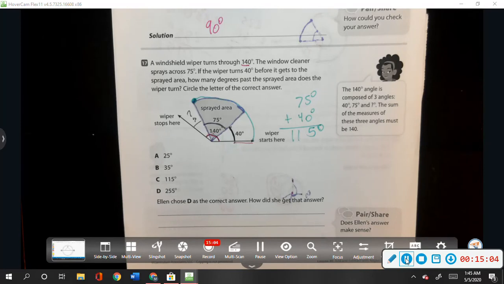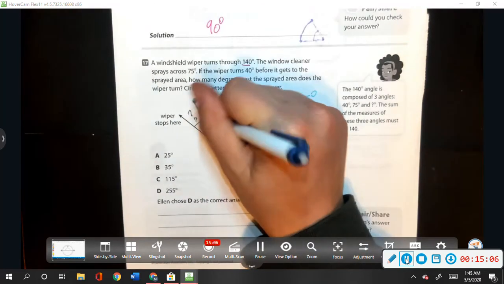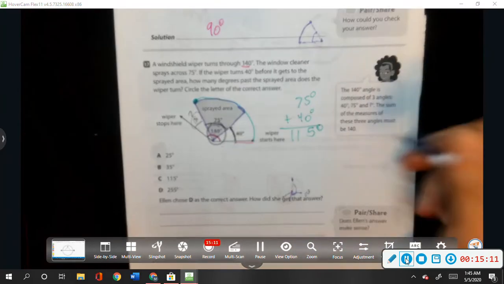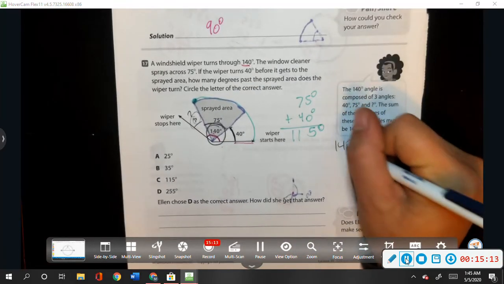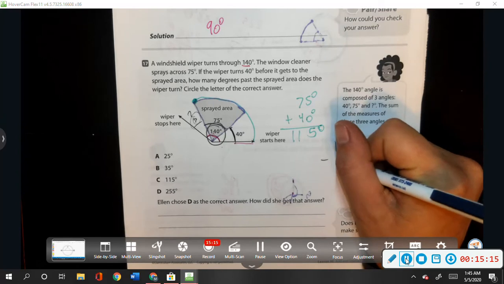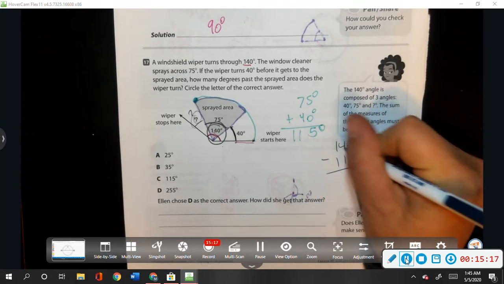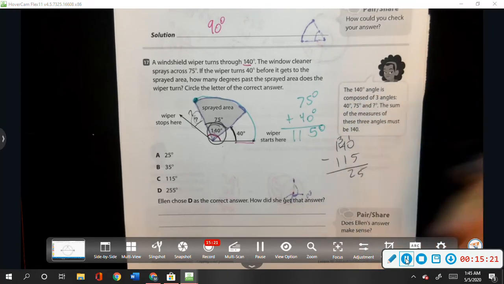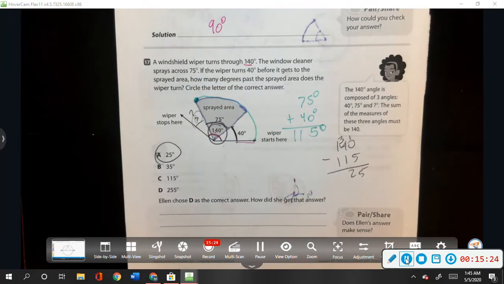Well, our whole angle is 140 degrees. So to find the difference, to find that unknown, we're going to take 140 minus 115, borrow, and we're going to find that the answer is A, 25 degrees.